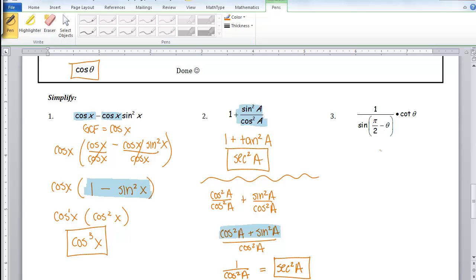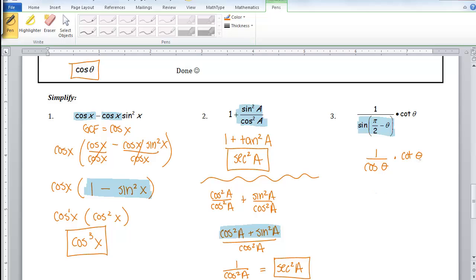Let's move on to number 3. What you should notice in number 3 is that you have a cofunction identity. Again, replacing cofunction identities and negative angles should be one of the first things you do. The sine of pi over 2 minus theta is the same thing as the cosine of theta. Why don't you try to finish this from here? Pause the video and come back when you're done.